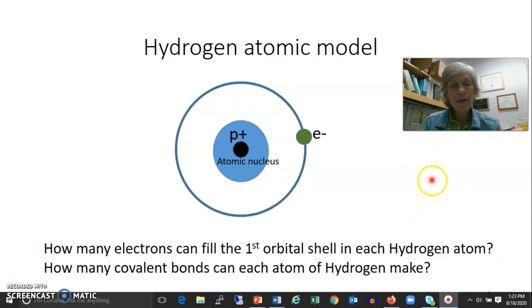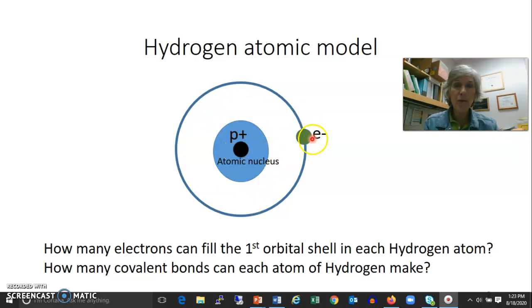So this is the hydrogen atom. As I said, it's a quite simple element. It was the first element that was formed in the universe. And you can see it only has a single proton in its atomic nucleus, and it has a single electron, so those charges balance.